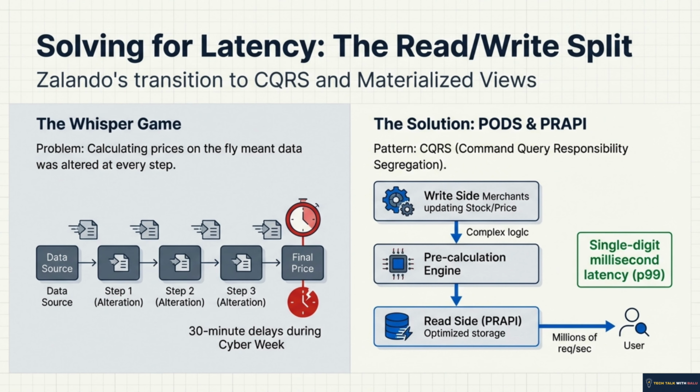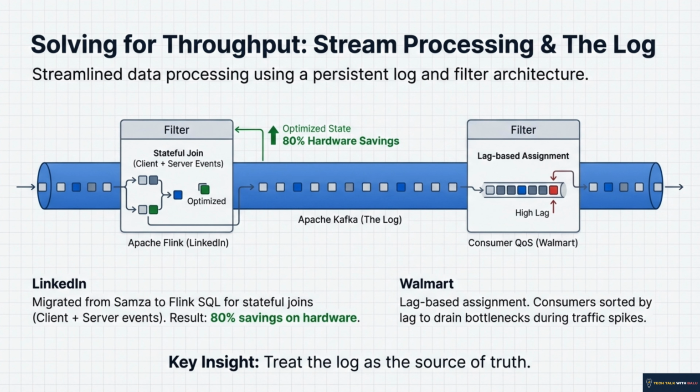Now, when you have that much data, you can't just store it all. You need to filter it live. LinkedIn migrated to Apache Flink to do stateful joins on the fly. By filtering and optimizing the stream before it hit their database, they saved 80% on hardware. Walmart uses this for lag-based assignment. If a consumer gets backed up, high lag, the system automatically reroutes to drain the bottleneck. It's essentially traffic control for data.